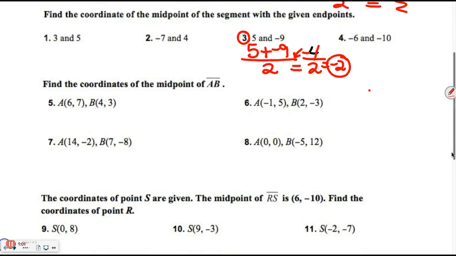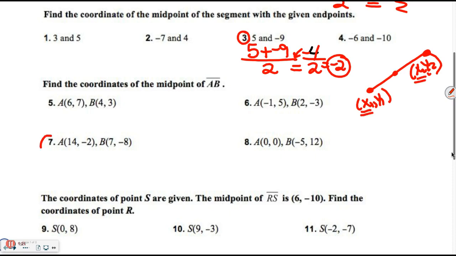Now, when we're trying to get not in the middle of two numbers, but in the middle of 2 points, we do the same thing because this has an X and a Y. And this has an X and a Y. And again, to get in the middle, we add and divide by 2. So we basically average the X's.